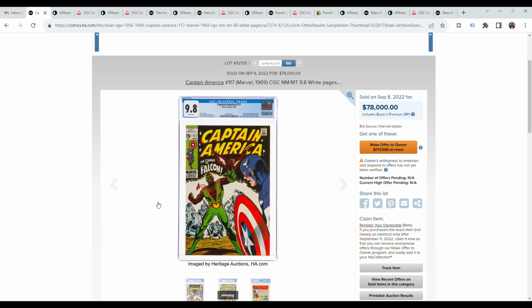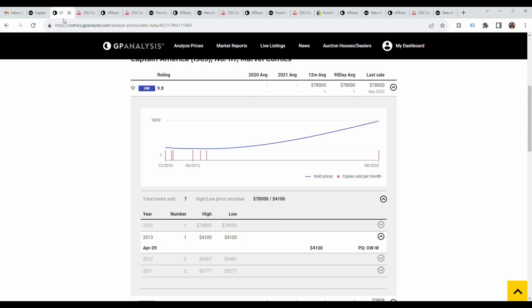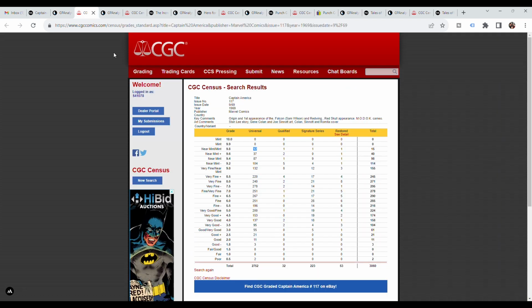First up, we have Captain America number 117, first appearance of the Falcon and Sam Wilson, and the first appearance of Red Wing. Absolute ghost of a book, 9.8 white pages, sold for $78,000, crushing the last sale, which was 9 years ago, for $4,100. And if you look at the census, this book is an absolute ghost. 12 universal copies, one signature series.